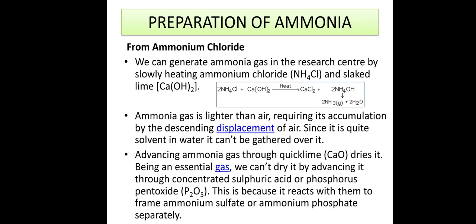If we talk about the collection, ammonia is collected in gas jar by downward displacement of air. Drying of ammonia: ammonia is dried by passing through the dry lime tower. Ammonia is basic, so only basic drying agent can be used. Acidic drying agents like concentrated H2SO4, P2O5, etc. cannot be used.